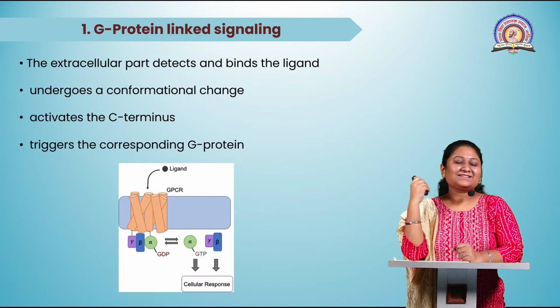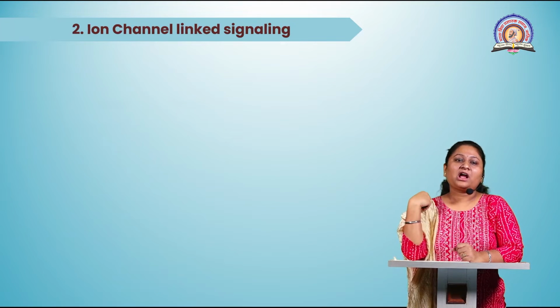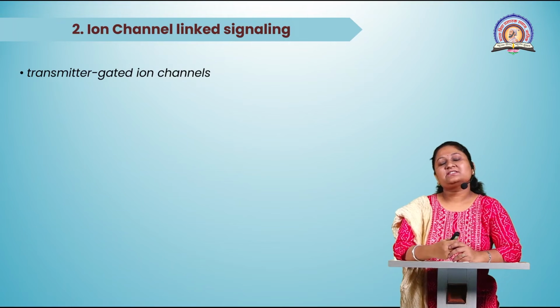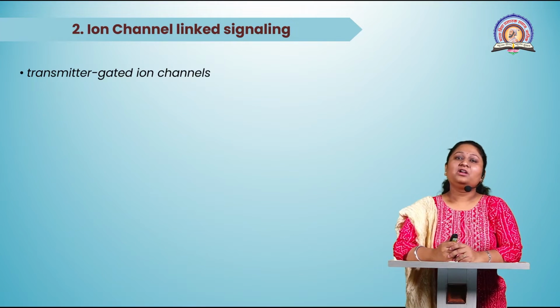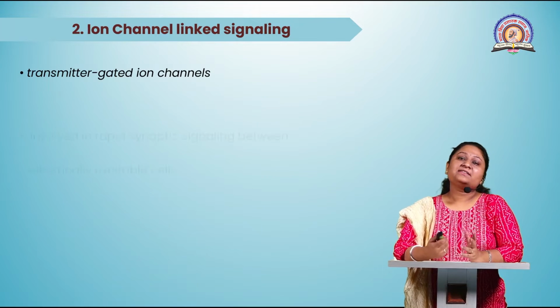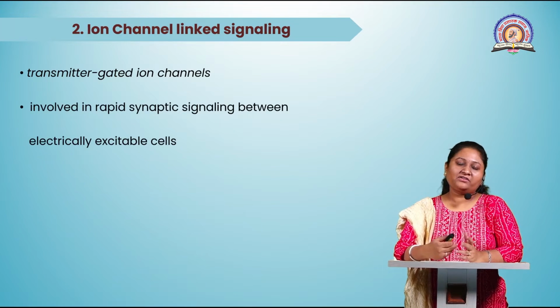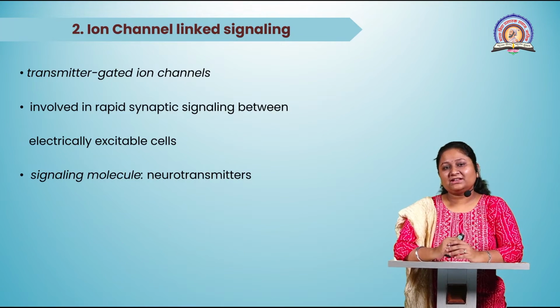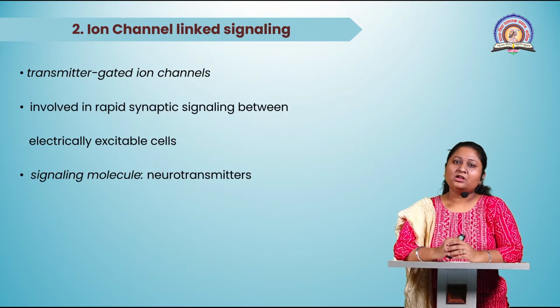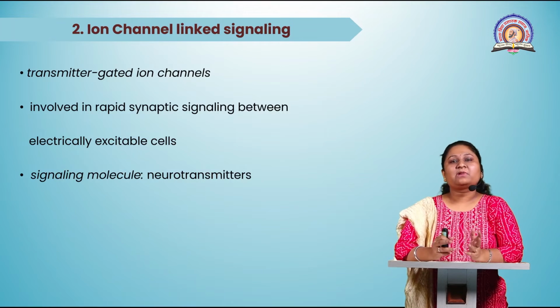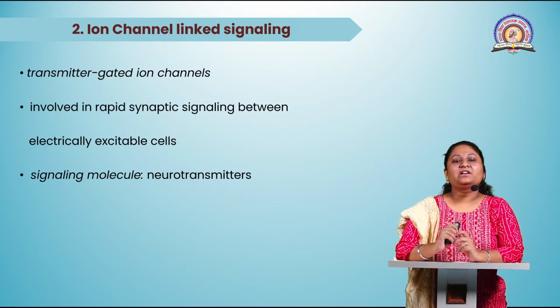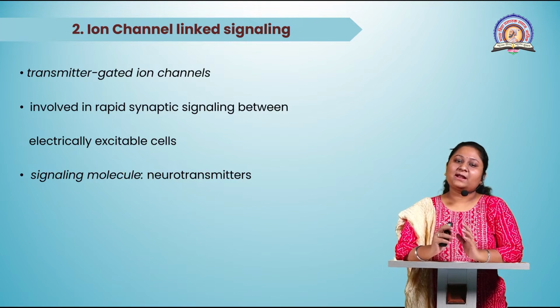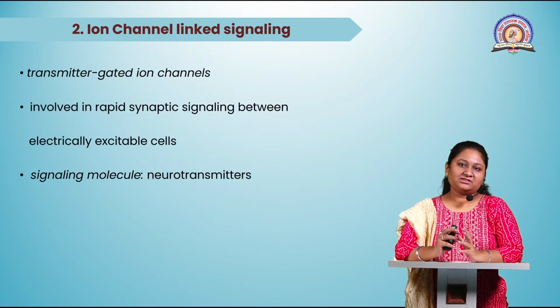Let us now discuss the second type of signaling, that is ion channel linked signaling. As the word suggests, here ions are responsible for activating this kind of receptor. If you remember, in the transport lecture we had already seen there are different types of ion gated channels, depending on what type of ions are used. For different ions like calcium, magnesium or zinc, there are different channels working. They are known as transmitter gated ion channels. They are involved in rapid synaptic signaling between electrically excitable cells.